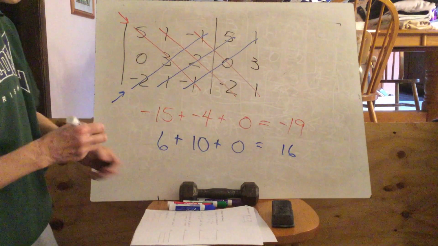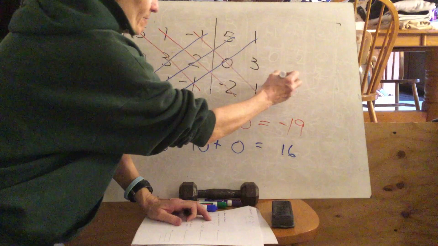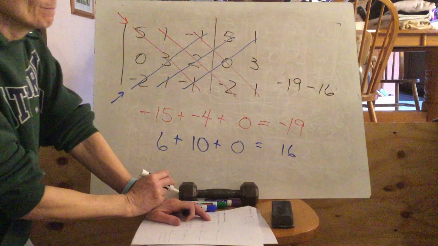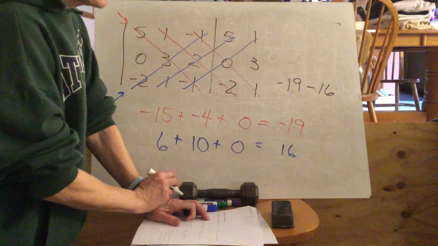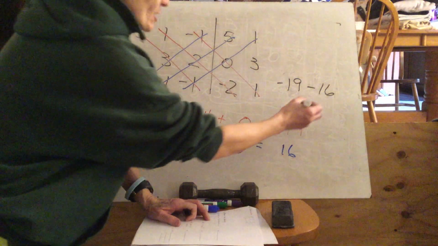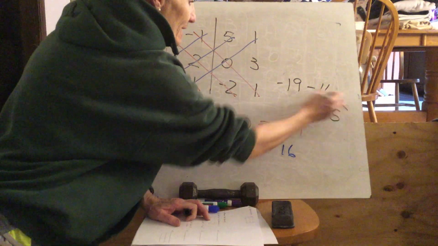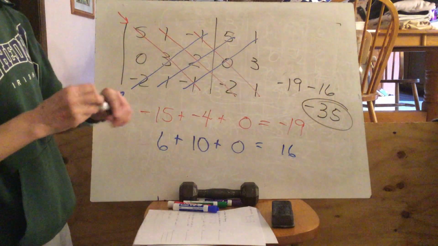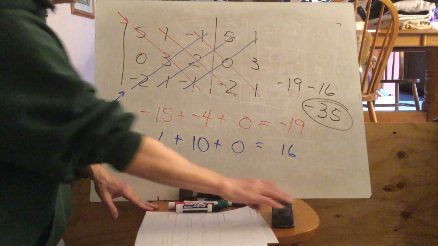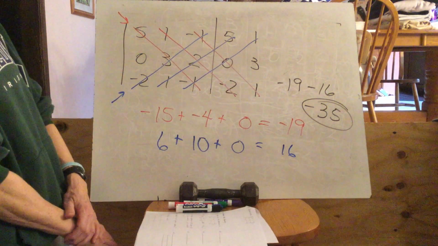Now, what do I do to get my final answer? I take my first number minus my second number. So, negative 19 minus 16 means our answer is negative 35. So the value of the determinant of that matrix is negative 35.